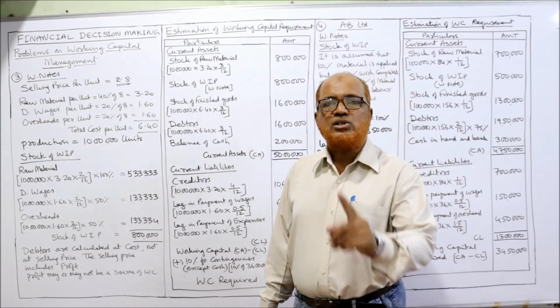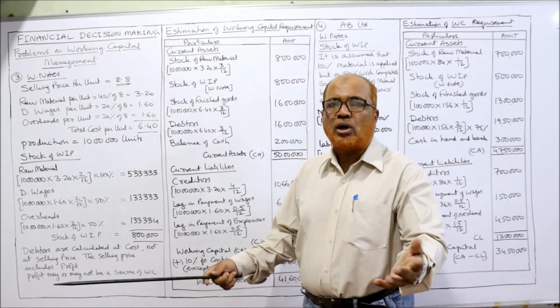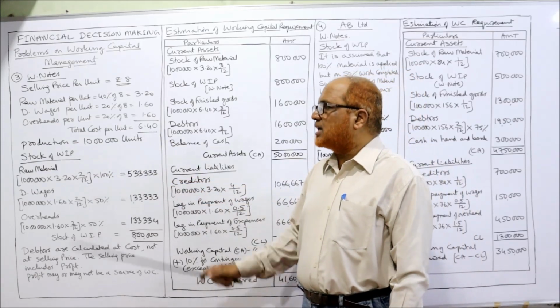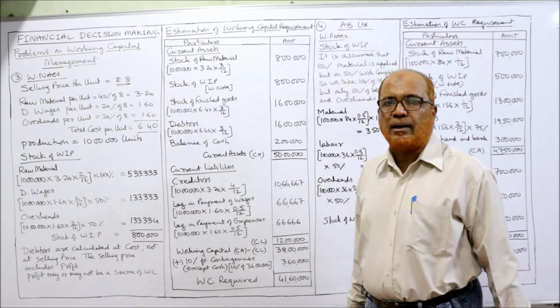6.40 is the total cost per unit. That is not directly given. We have calculated it in working notes. The production is 10 lakh units. That is given in the first line.